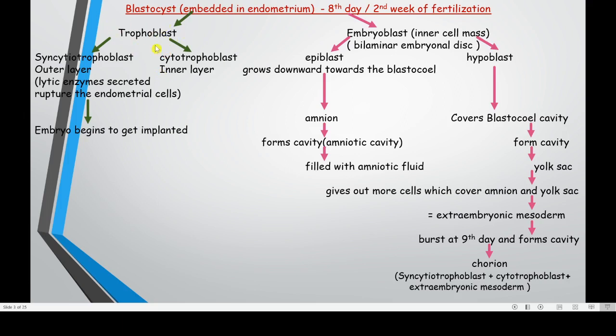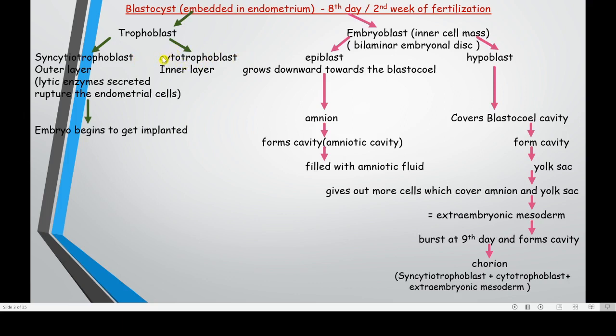The first change occurs in the layer of trophoblast. This trophoblast layer gets divided into two layers. The outermost layer is called syncytiotrophoblast, while the inner one is called cytotrophoblast. Why is this outer layer called syncytiotrophoblast? Because the plasma membrane does not divide. You will not find a plasma membrane over here. Only the nucleus gets divided, and it forms many nuclei. So the layer outermost to the cytotrophoblast will have many nuclei.